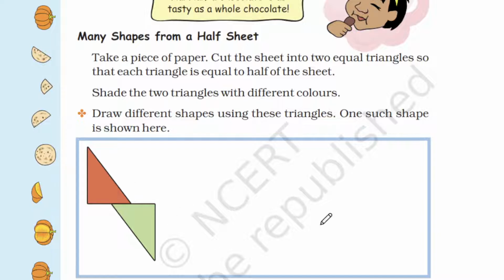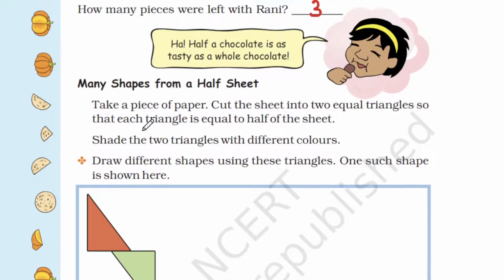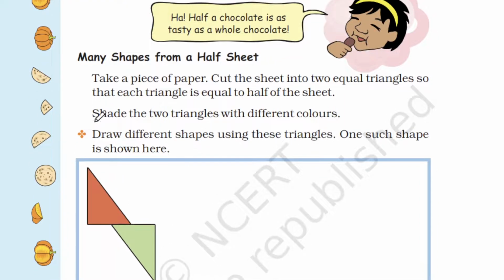So next you have a practice page. Take a piece of paper, cut the sheet into two equal triangles. Each triangle is equal to half of the sheet. Okay, so this is the square sheet and they have divided that into two to make two different triangles. Shade the two triangles with a different color. They have shaded with different colors. Draw different shapes using these triangles. One such shape is drawn. Okay, so you can also draw using different shapes.